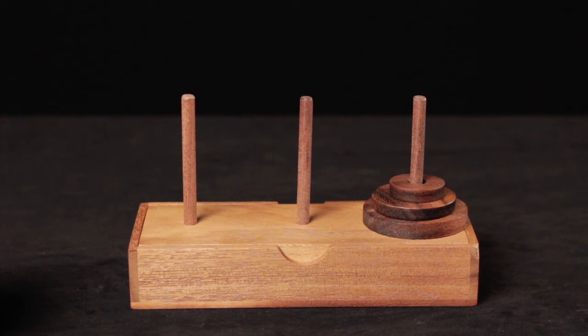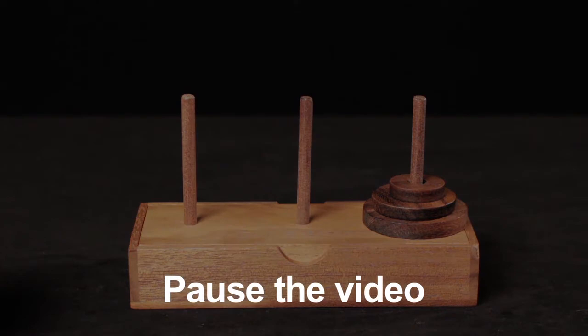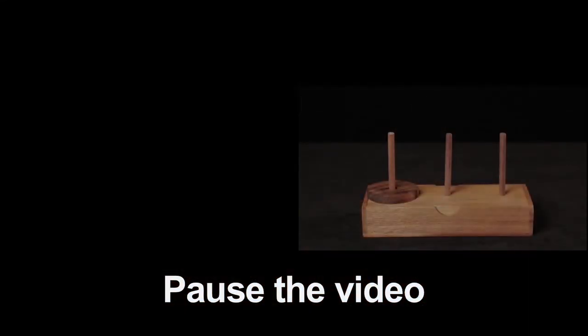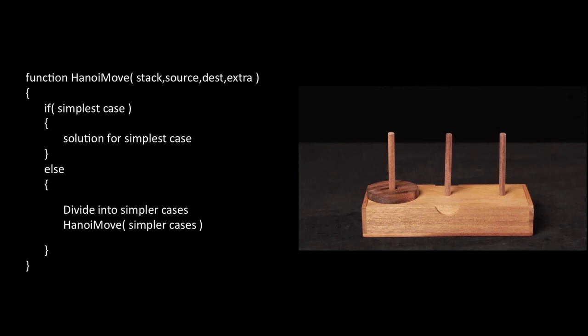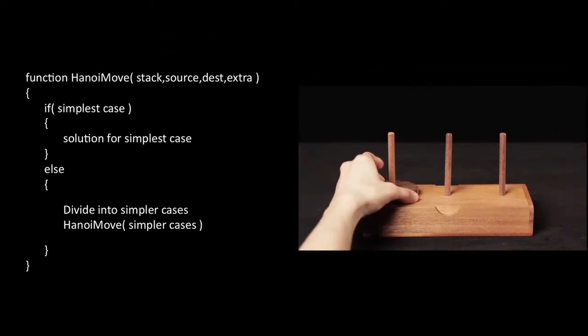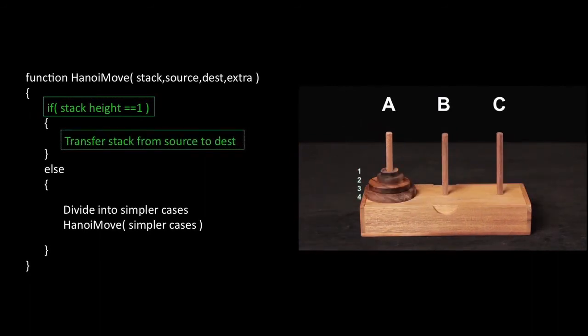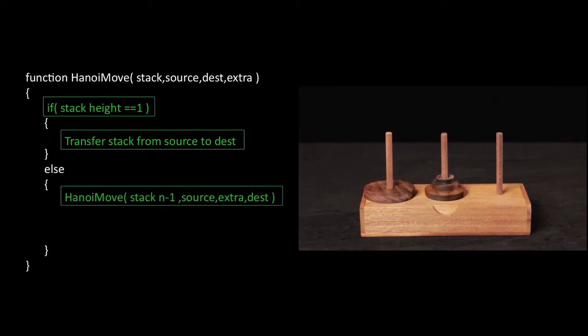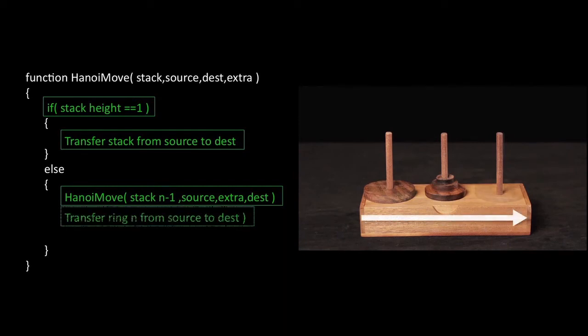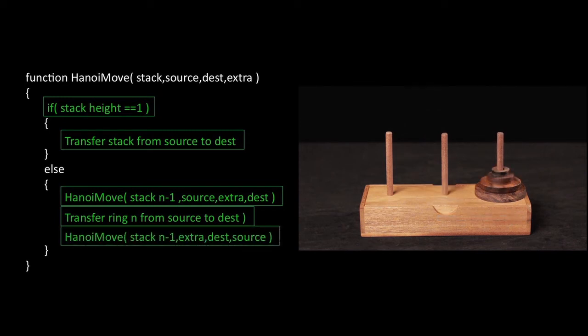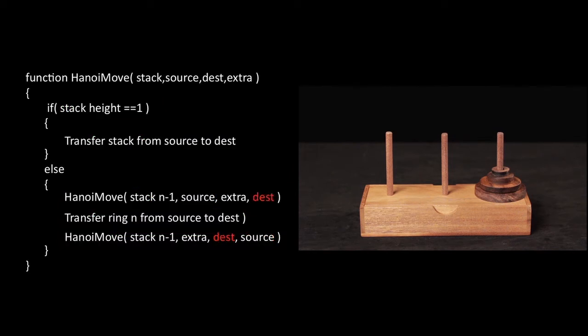Pause the video here to work out a possible solution. We recall again the general recursive framework. Tell the computer how to solve the simplest problem. If we're transferring a single ring, move it to the destination pillar. Then, break the problem up into progressively simpler pieces. Transfer n-1 rings from the source to the extra pillar, transfer ring n from the source to the destination, and transfer n-1 rings from the extra pillar to the destination. Note that the source, destination, and extra pillar designations change with each function call.